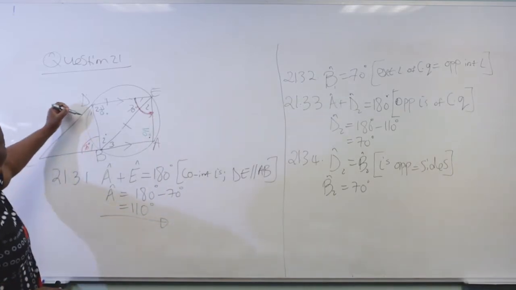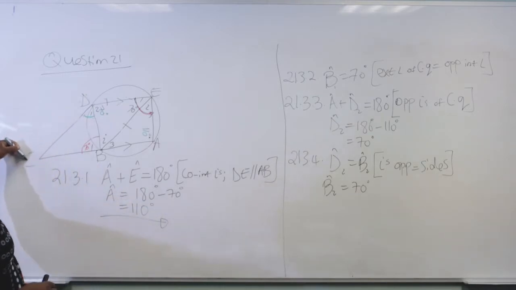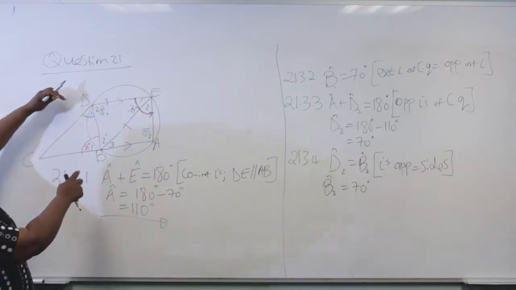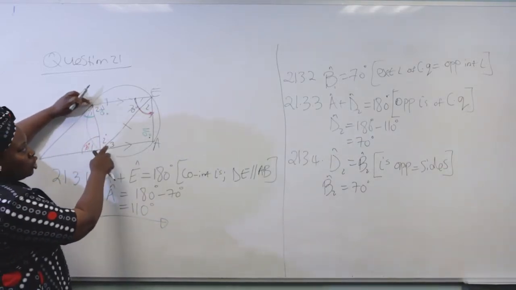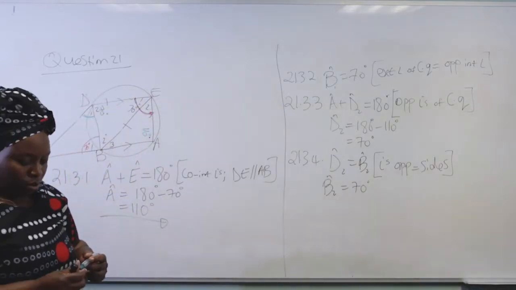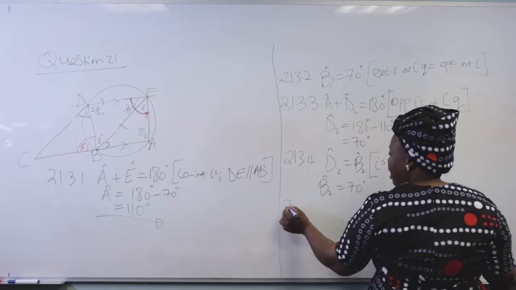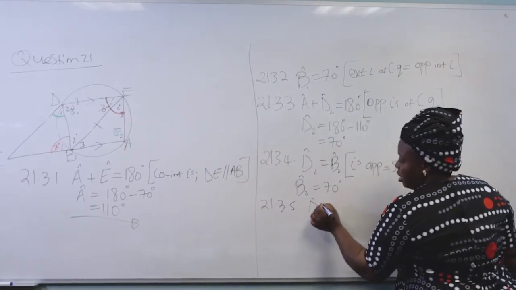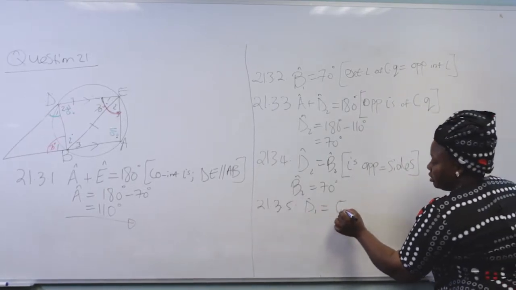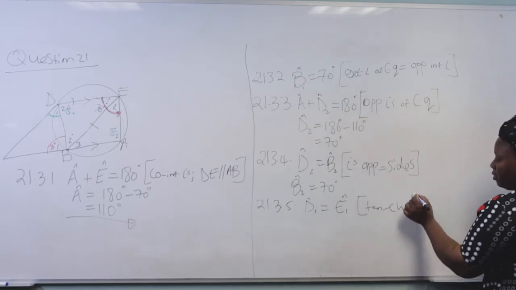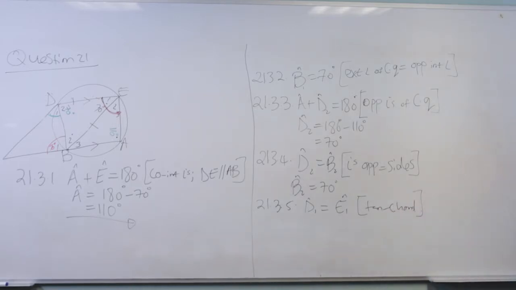So it means that you look at the angle between the tangent, which is CD, and the chord, which is DB. It must be equal to the angle that is subtended by the same chord in the alternate segment, which is E1. Okay, so that's where we start. It is 21.3.5. We will say D1 is equals to E1. The reason is tan chord theorem.